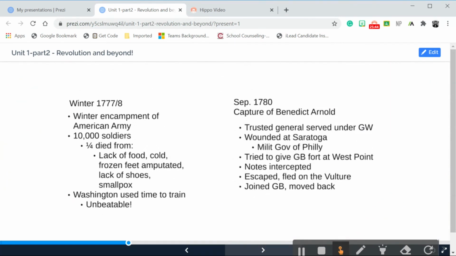Next up is the winter of 1777 through 1778, which was Valley Forge. This was a winter where you had over 10,000 soldiers, and one fourth died due to a lack of food, cold, frozen feet that were amputated, lack of shoes, and smallpox. Washington used the time to train, and they became very unbeatable because, before this time period, they were not trained as military soldiers. Then in September 1780, the capture of Benedict Arnold.